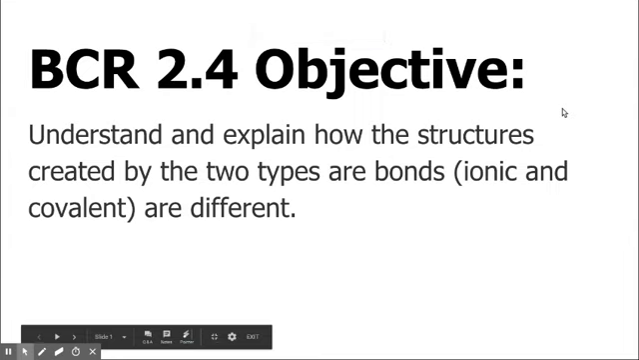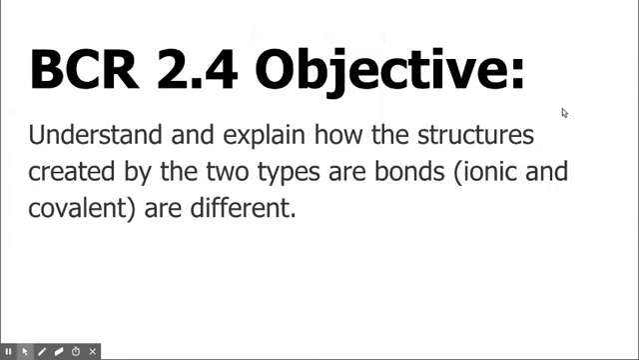BCR 2.4 is all about looking at ionic and covalent structures and comparing and contrasting them. We've already talked about how they bond, and now you're taking a look at how their structures physically look. And you did this through the activity of ionic and covalent structures where you were making structures out of marshmallows.